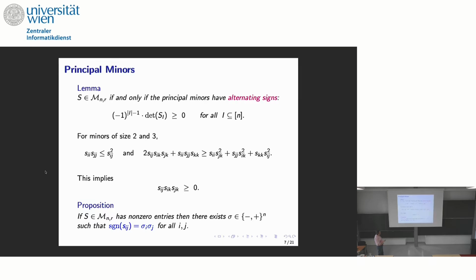I don't think for PSD matrices the inequalities have to go this way to get this. So this one we have for PSD, this one we don't have for PSD. This is really a Lorentzian property.